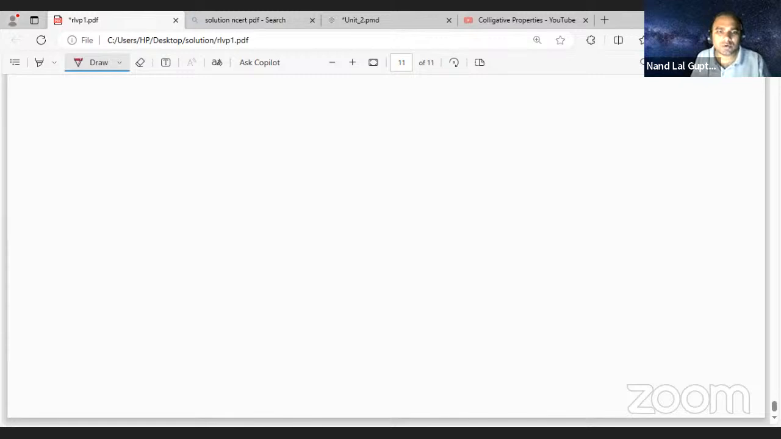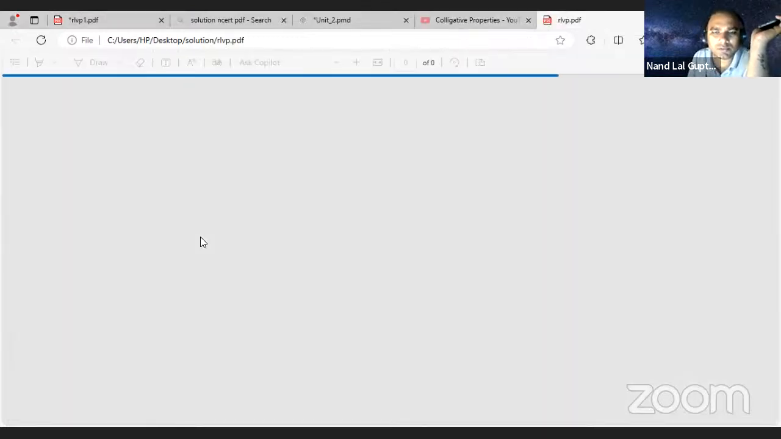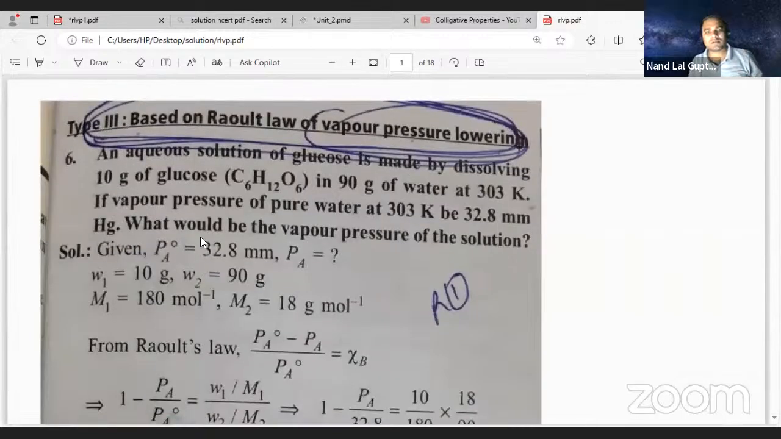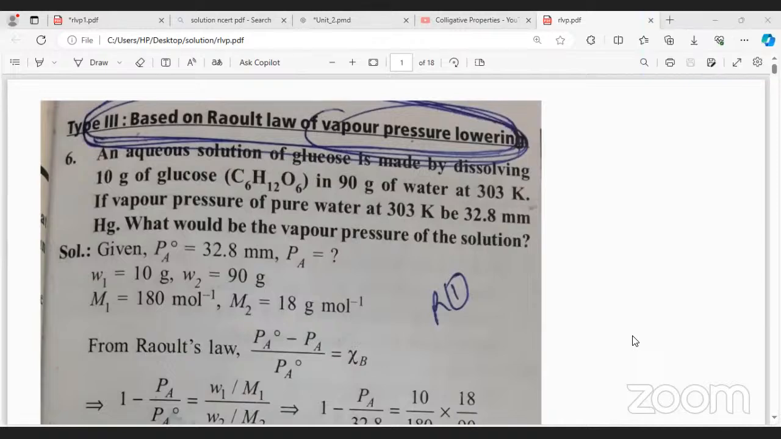Okay, I am sharing one more slide with you. Okay, so the solution, Raoult's law, RLVP. Is the slide which is opening visible to you? No, sir, it is still not loaded. I can see you are loading something, but still not loaded. Now can you check? Now, yes, sir, now it came.